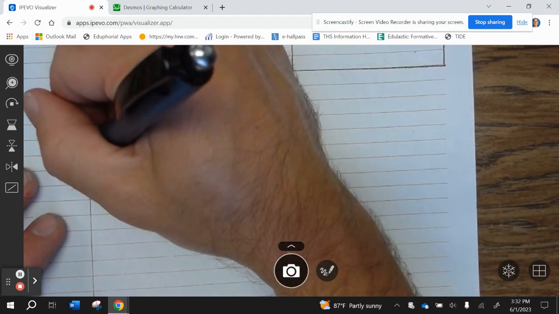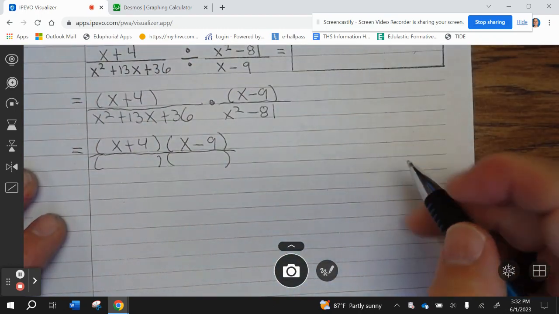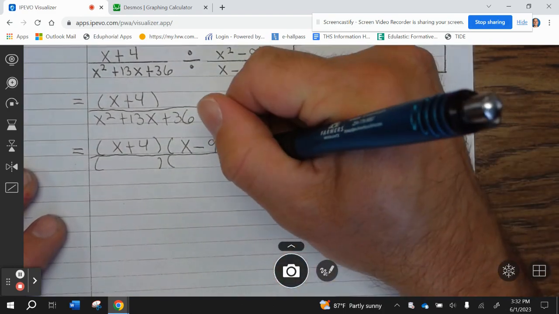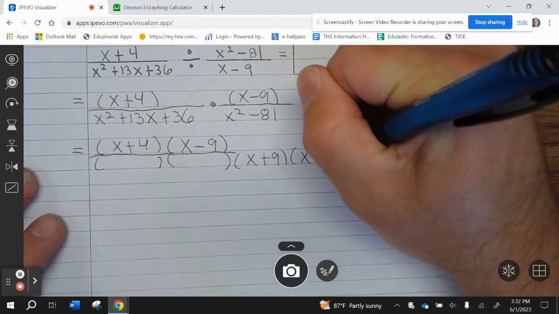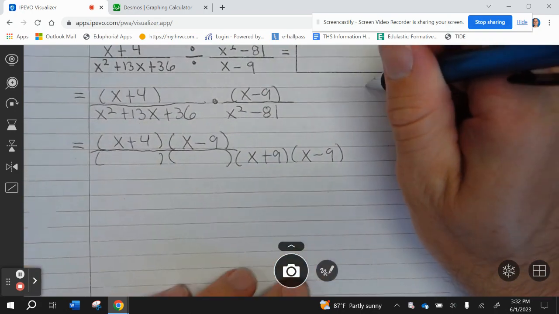And then let's go ahead and factor this, 2 parentheses. And you know what? We're going to come back to it in a second because I just noticed that's a difference of squares, so we can go ahead and finish this here. X plus 9, x minus 9. So now we need to factor this.